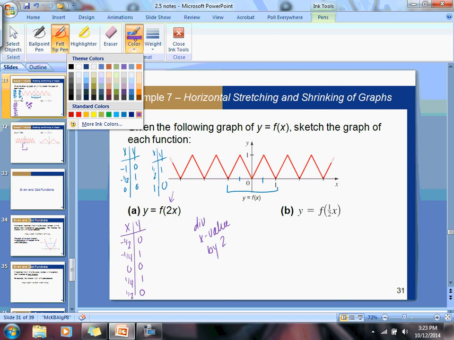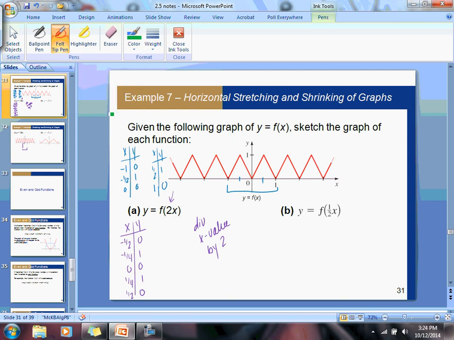Okay, and then for part B, I'm going to do the same thing. I'm going to think, okay, now what would I have to do to my original table of values, this blue table of values up here? What would I have to do to that in order to adjust or accommodate for the 1/2 x in my new function? Now again, when we're dealing with horizontal axes, the stretching and the shrinking, we're kind of doing the opposite of what is actually present in the function.